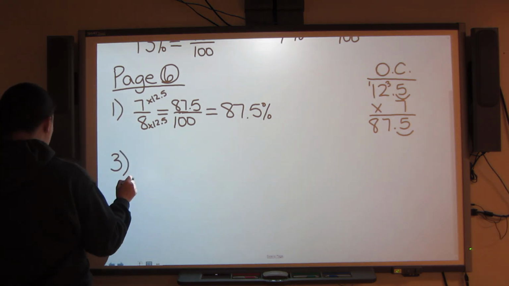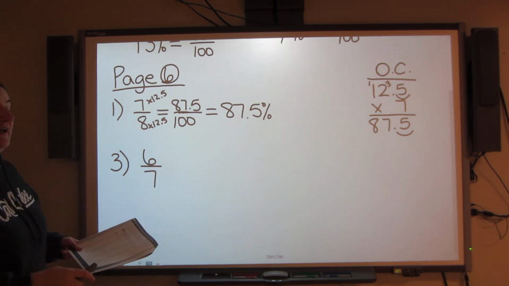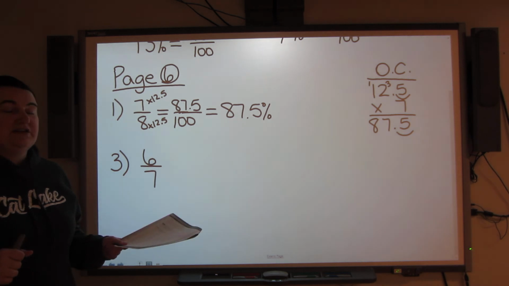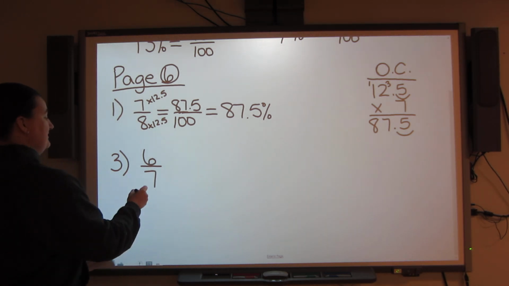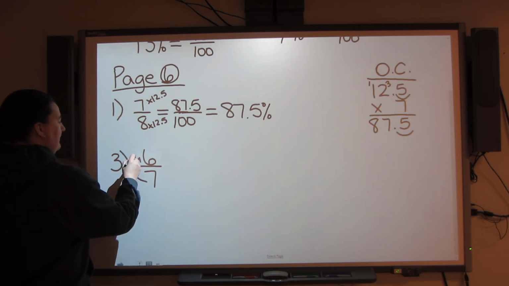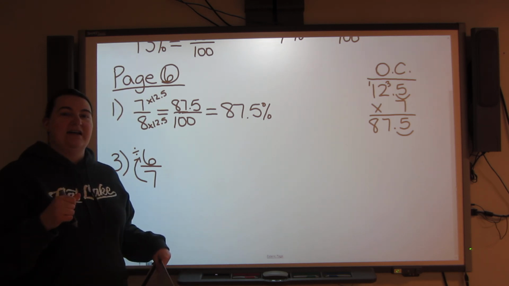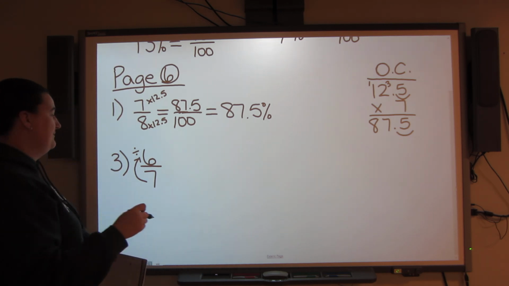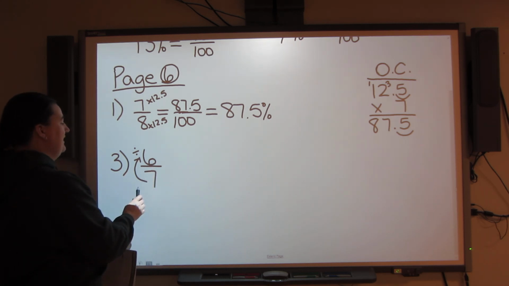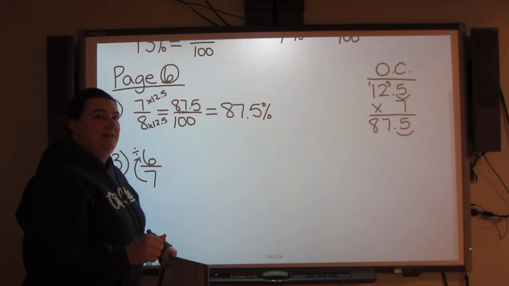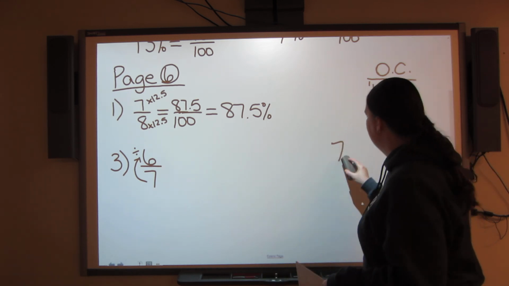So take a look at number 3. You've got 6 over 7. Like I say, there's no way to turn 7 into 100 using our 100 math facts that we learned before. So when you have a case like that, you have to take your 7 and divide it into your 6. Once you take your 7 and divide it into your 6, then you're going to be able to find your percentage. So you take your 7 and then you take your 6 and you divide them. So put your 7, on the outside.